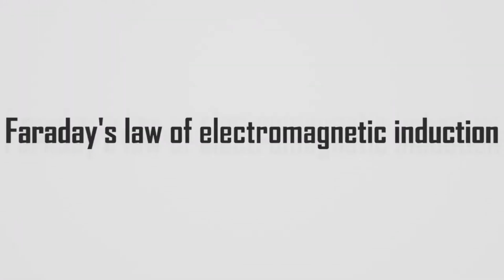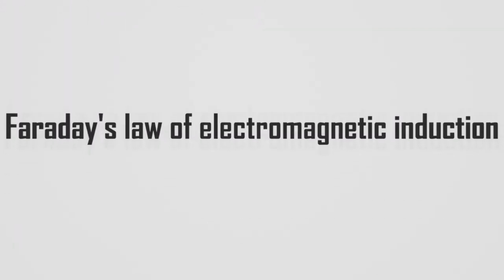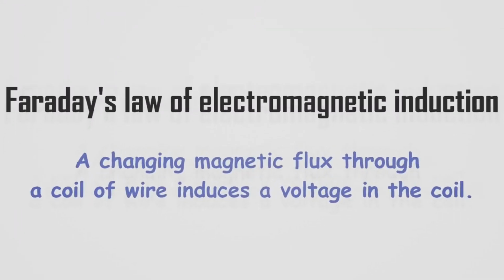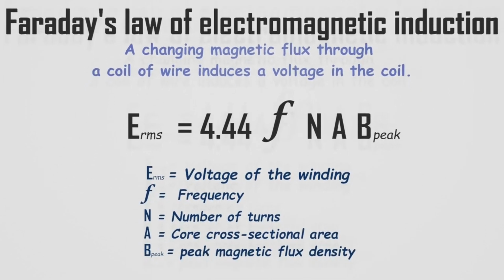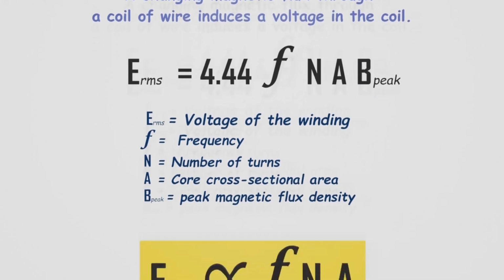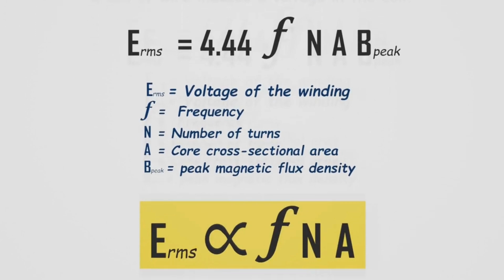Faraday's law of electromagnetic induction states that a changing magnetic flux through a coil of wire induces a voltage in the coil. For a transformer, the root mean square of induced voltage at a winding can be calculated using the supply frequency, number of turns, core cross-sectional area, and peak magnetic flux density. I'm not going to explain the math in depth here. Simply, in a transformer, the voltage of the primary coil is proportional to the frequency, the number of turns and the area of the core.